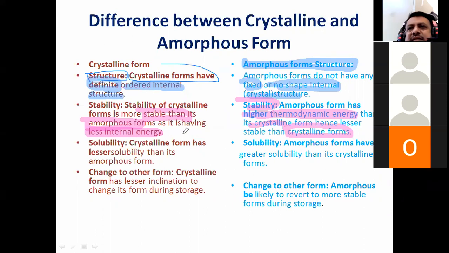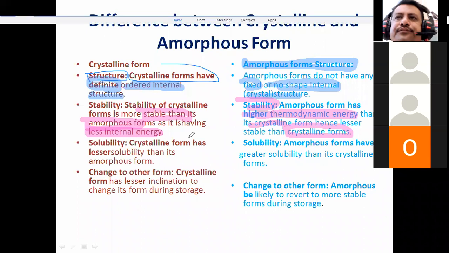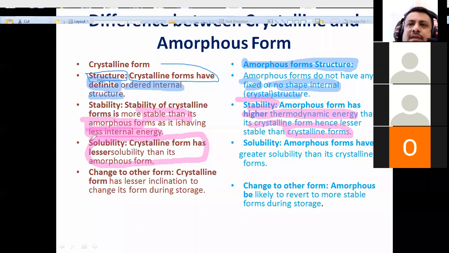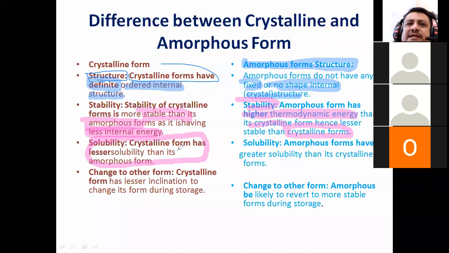Now moving towards the next differentiation point, that is the solubility part. In the solubility aspect, crystalline form has less solubility than its amorphous form. The crystalline form is less soluble as compared to the amorphous form. And the amorphous form has greater solubility than the crystalline form. The next point is change from one form to another form.